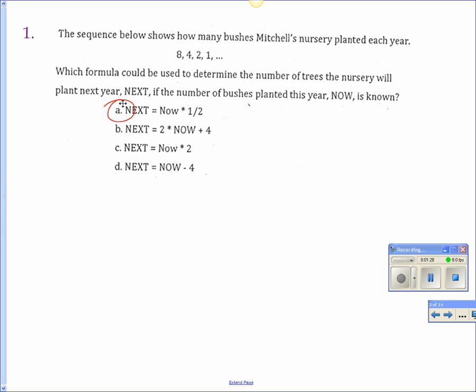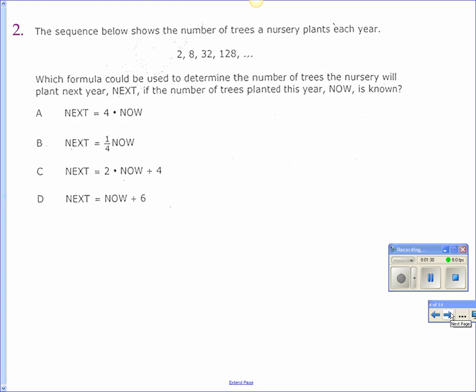Okay. Number 2. The sequence below shows the number of trees a nursery plants each year: 2, 8, 32, 128. Which formula could be used to determine the number of trees the nursery will plant next year, if the number of trees planted this year now is known?